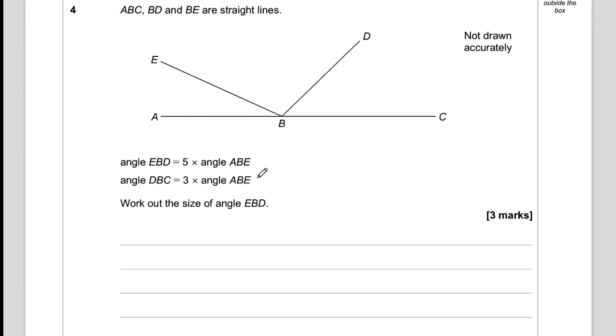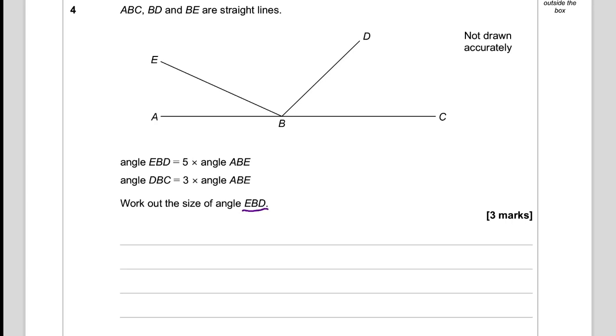Right, question 4. ABC, BD, and EBE are straight lines. The angle EBD is 5 times the angle ABE. The angle DBC is 3 times the angle ABE. Work out the size of angle EBD.